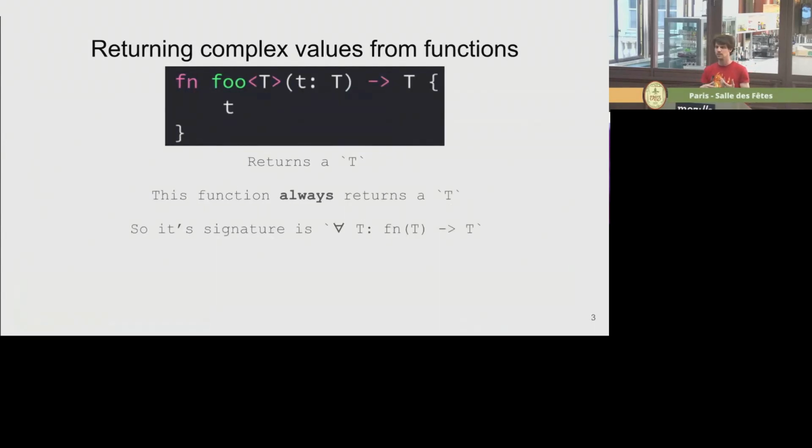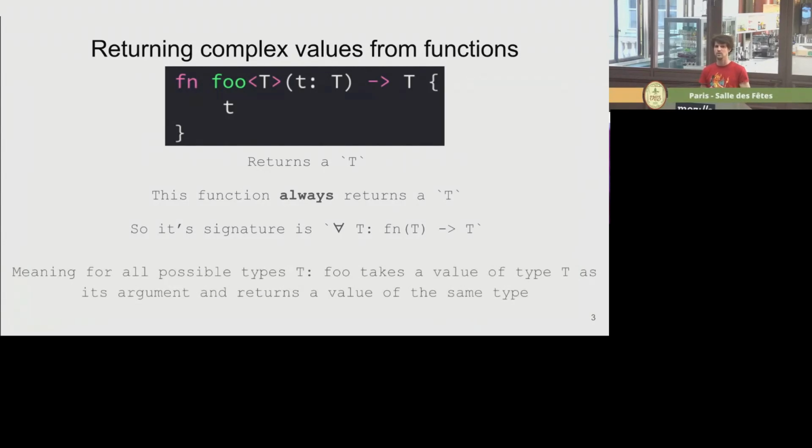Now, sometimes we want something more complex. For example, we want a function that can return any type. In this case, we want a function that takes a value of type t, and returns another value of type t, or maybe the same, but it's still type t. So we know this function always returns a type t. So its signature is, for all types t, there exists a function called foo, which takes a t and returns a t.